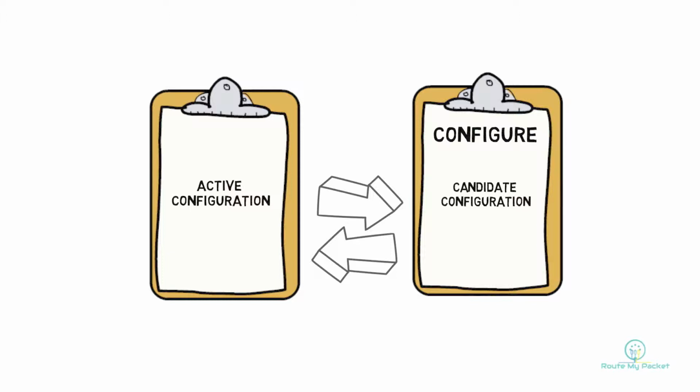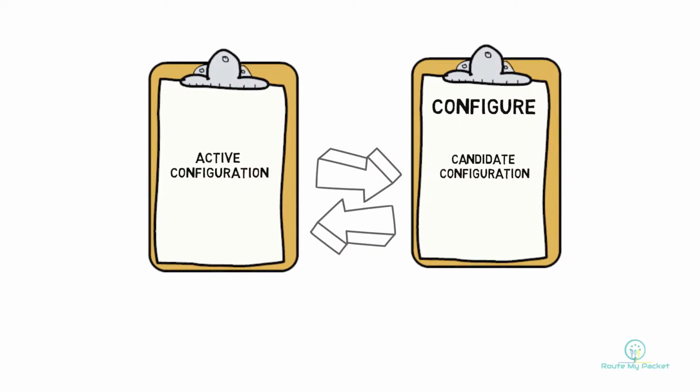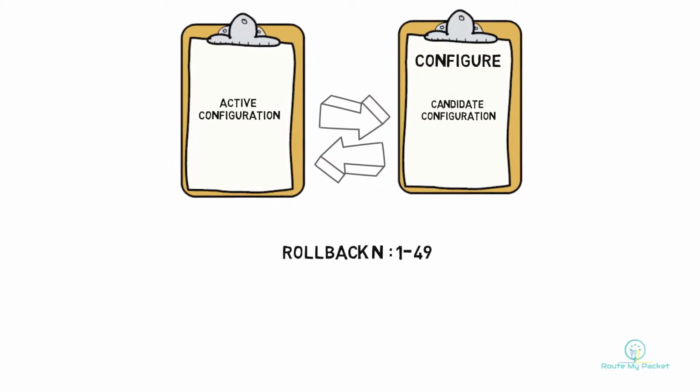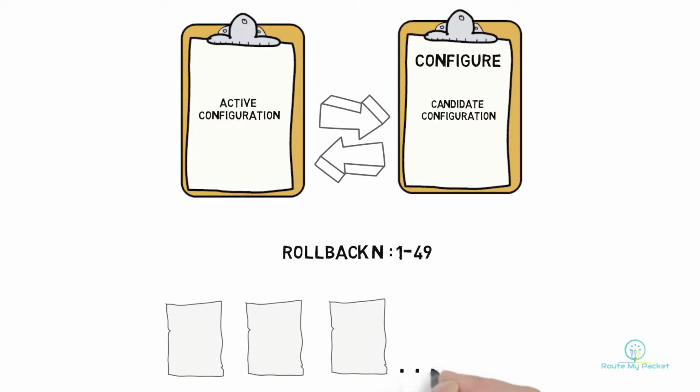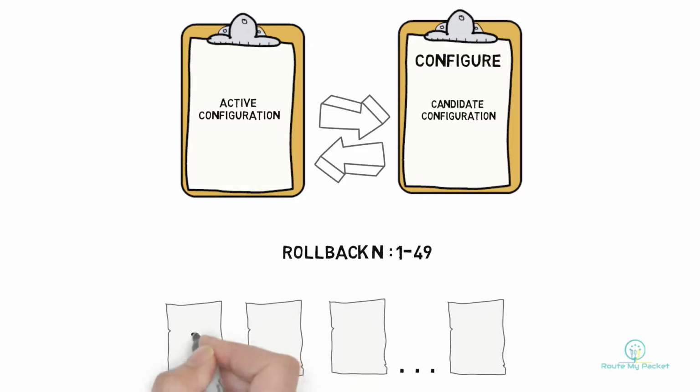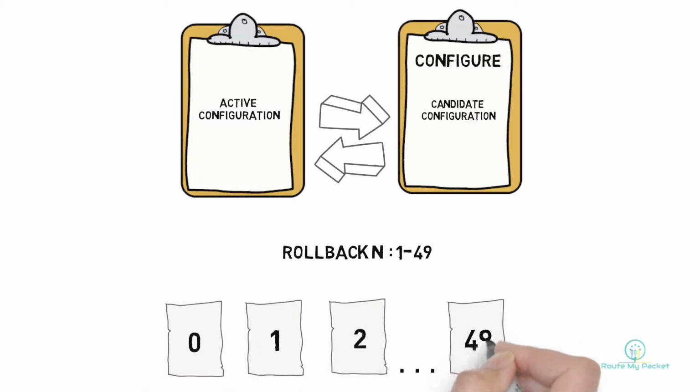You can easily recover previous configurations by using a rollback n command, where n can be a number between 1 to 49. The Junos OS maintains a configuration history by storing previously active configurations. The software saves a maximum of 50 configurations. This number includes the current active configuration, which is also known as rollback 0, and up to 49 previously active configurations.